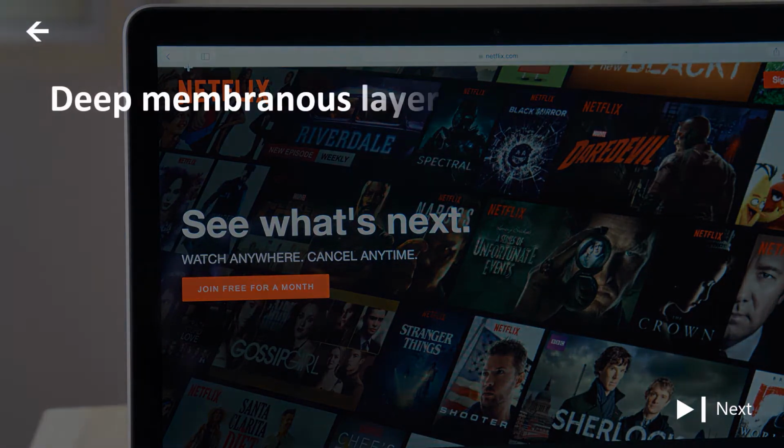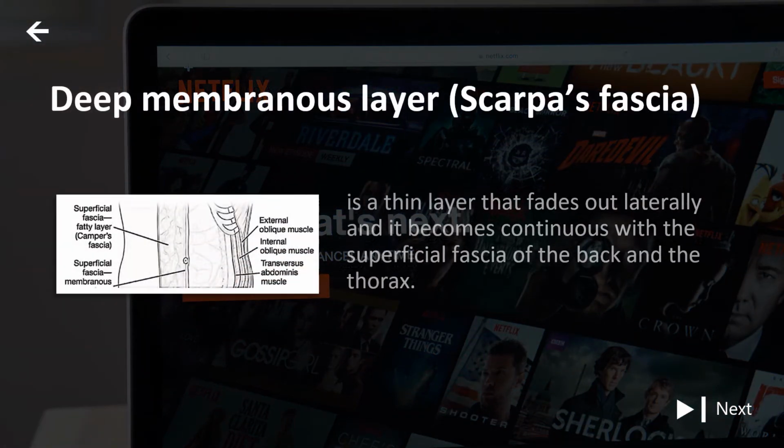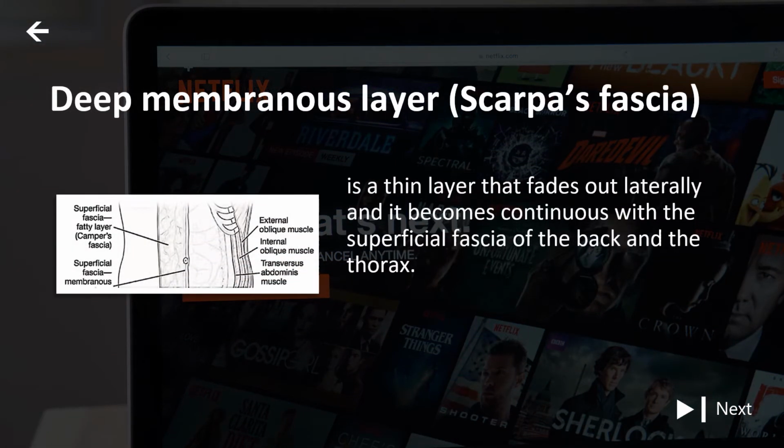Scarpa's fascia, or the deep membranous layer, is a thin layer that fades out laterally, and it becomes continuous with the superficial fascia of the back and the thorax. Inferiorly, the membranous layer passes into the front of the thigh, where it fuses with the deep fascia 1 finger breadth below the inguinal ligament.